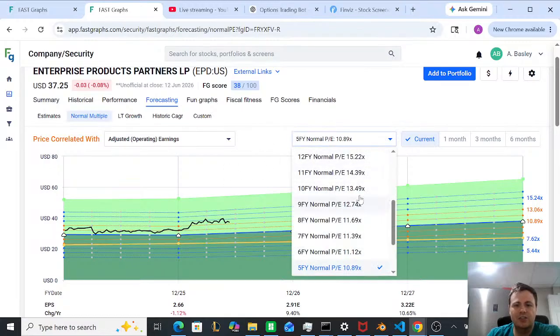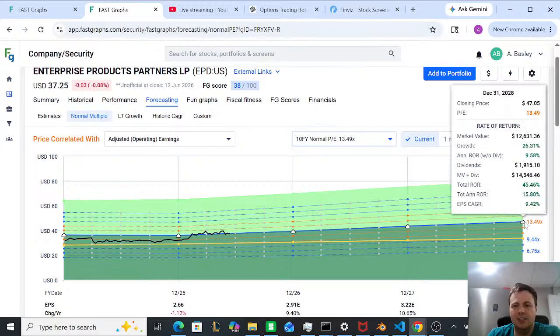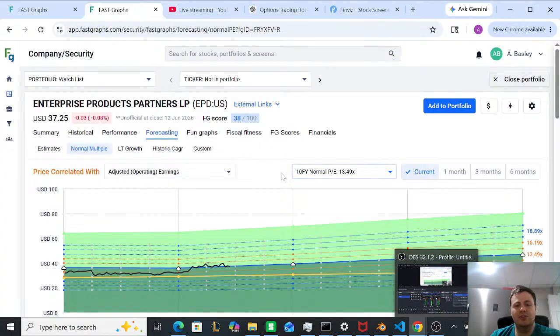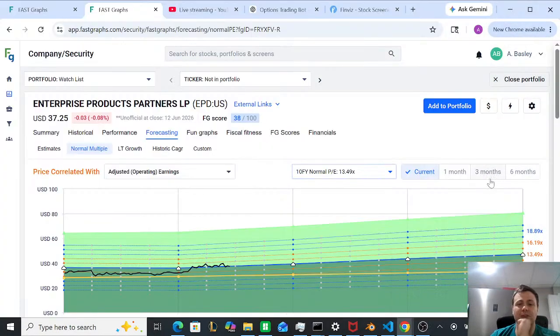So if we go to the 10-year normal PE for EPD, we're looking at about 15% year over year. Generally, when I'm doing stock investing, I want to target around 15% to 20% year over year. I think that compensates me for the risk I'm taking by investing in individual equities. I think if I aim for higher than that, I could be exposing myself to too much risk, but again, making more money is always great.